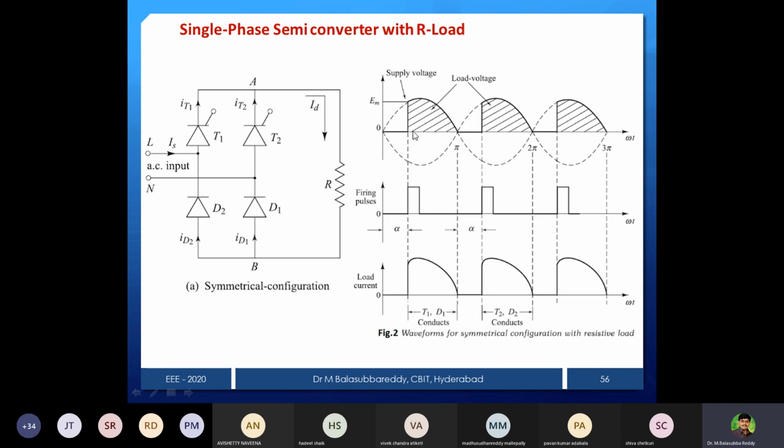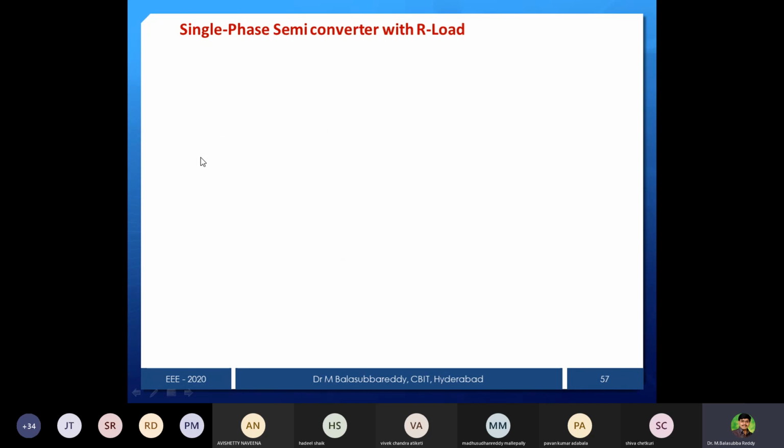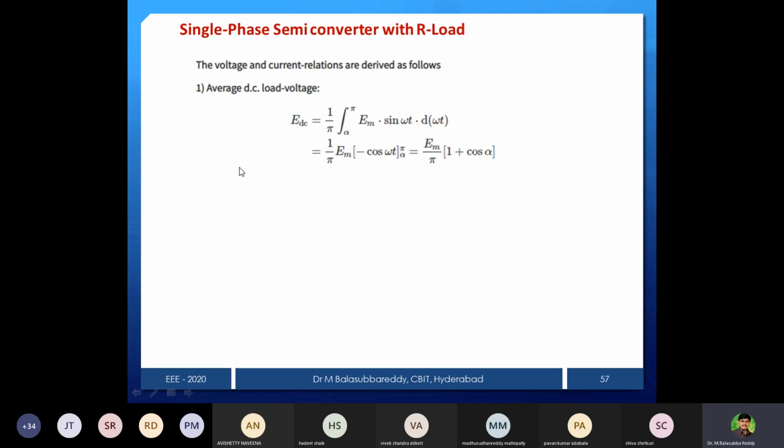I am giving firing pulses to the thyristors, because here there are only two thyristors, T1 and T2. Here only T1 will fire. The pulse is available for the positive cycle, so it takes T1, and for the negative cycle it goes to T2. T1, D1, these diagonal elements will conduct, for the positive cycle as well as the negative cycle. And the expression is again the same as the fully controlled rectifier.